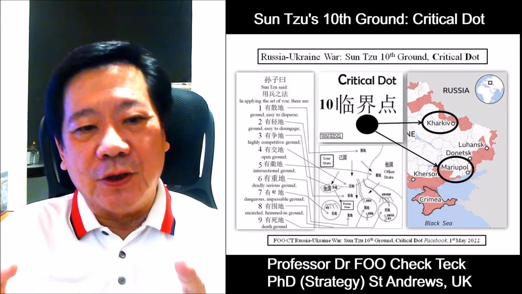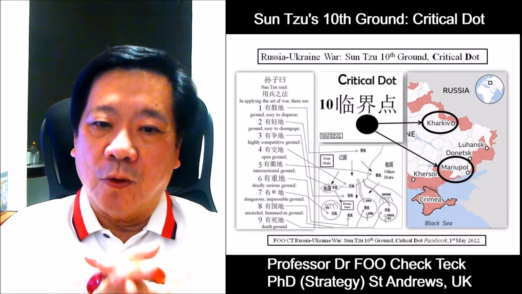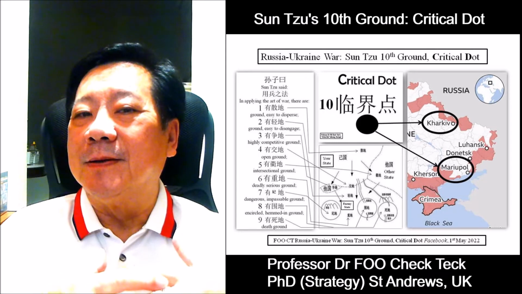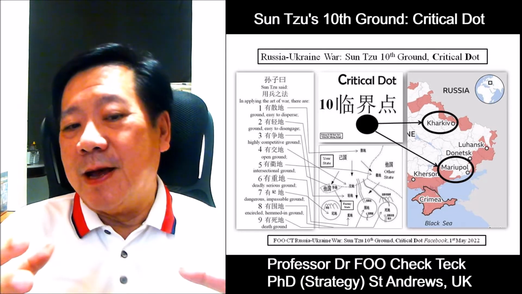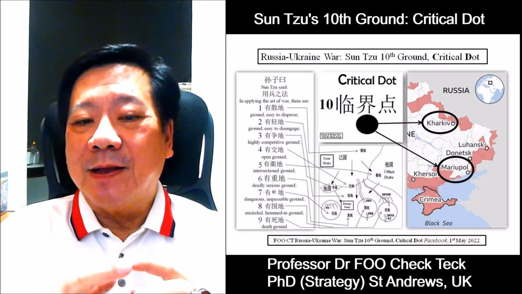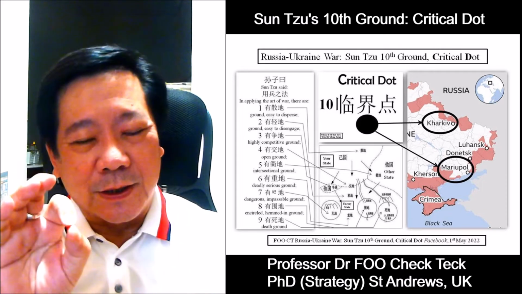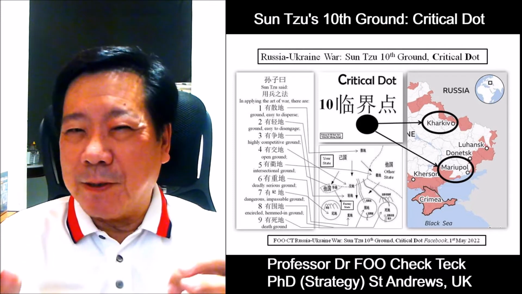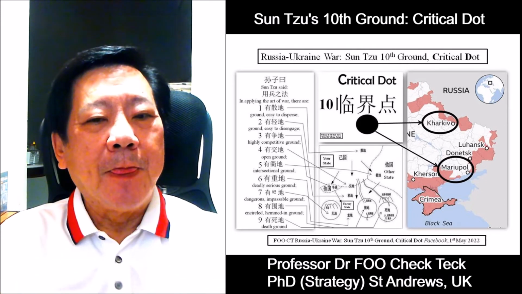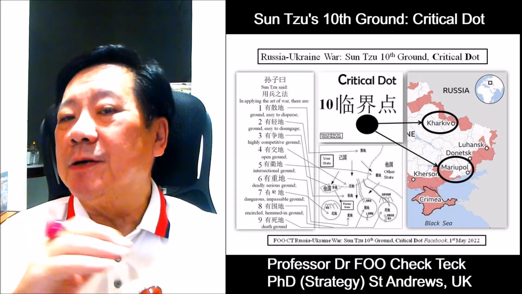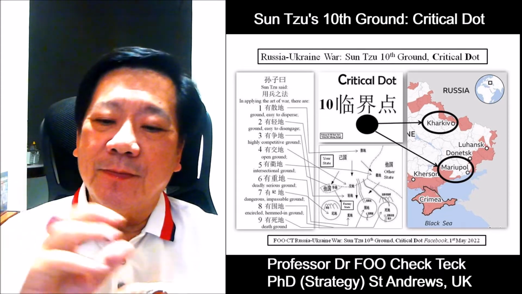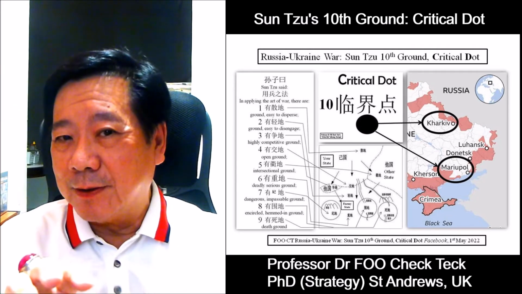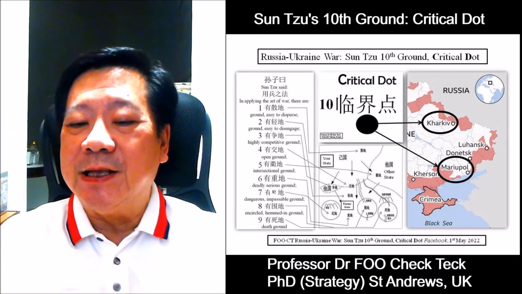But here I'm going to focus on the Russia-Ukraine war. What I find emerging is a new classification, maybe a tenth ground. I call it the critical dot, or in Chinese, 临界点. Mariupol is the best classic example. It is really a critical ground, for it connects Donetsk and Luhansk down to the port, and you must have a port, and these two serve as a hinterland.